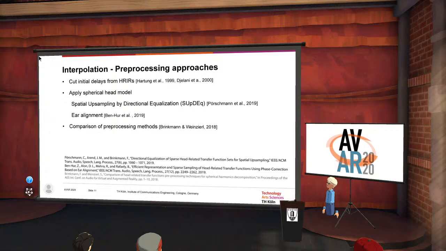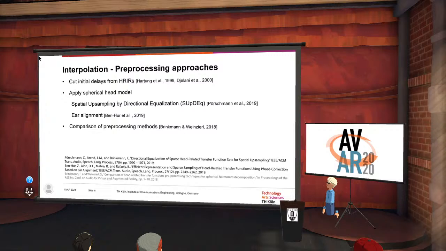There are lots of pre-processing approaches around. There's the idea that in the 90s, they had the idea of cutting the initial delays of the HRIRs, maybe on a subsample basis, and then doing interpolation. And of course, I forgot that, after the interpolation, you have somehow to invert this pre-processing and to put everything in the right position again.